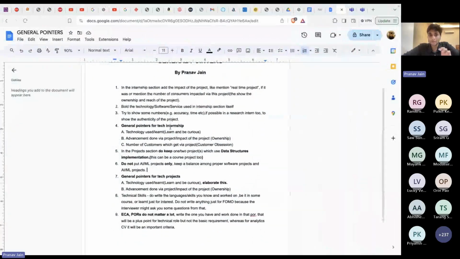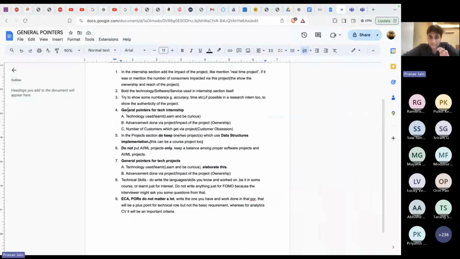I also prepared some general pointers along with this. You can see the general pointers for a technical internship. If you want to structure a technical internship, that is, how any internship should look like, you can take a screenshot of this whole slide if you want to.